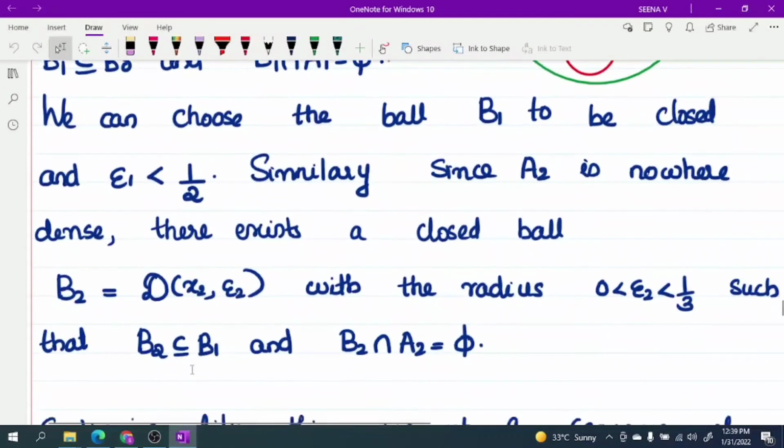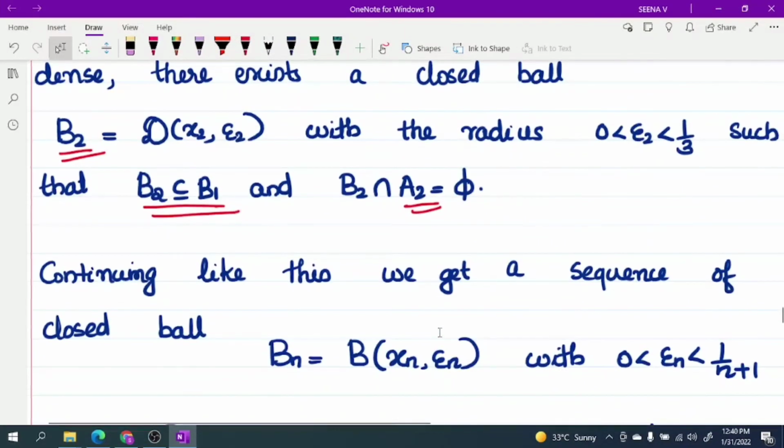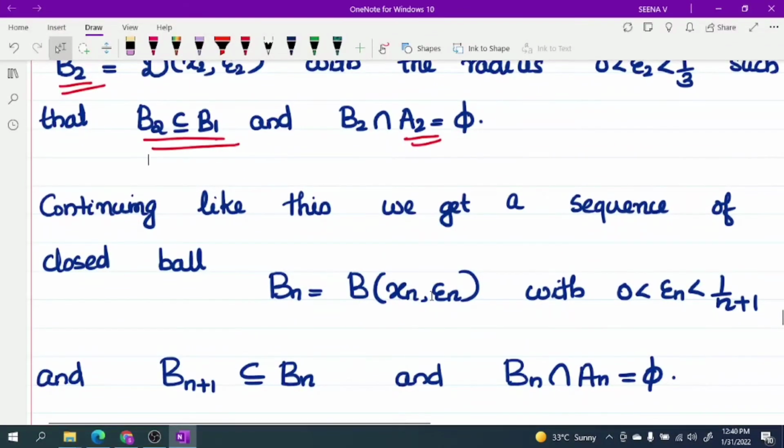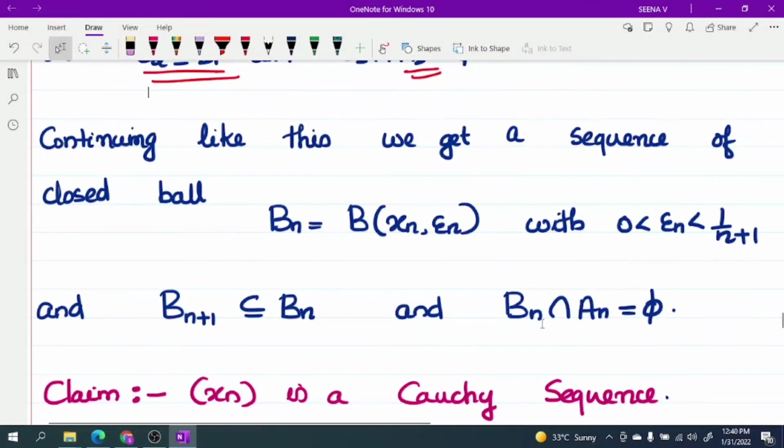Such that B2 is contained in B1 and B2 intersection A2 is equal to empty, because A2 is nowhere dense. So, given any ball B1, there exists a subset B2 such that B2 is contained in B1 and this condition holds. Continuing like this, we get a sequence of closed balls Bn equal to B(xn, epsilon n), where epsilon n is less than 1 by n plus 1, Bn plus 1 is contained in Bn, and Bn intersection An is equal to empty.